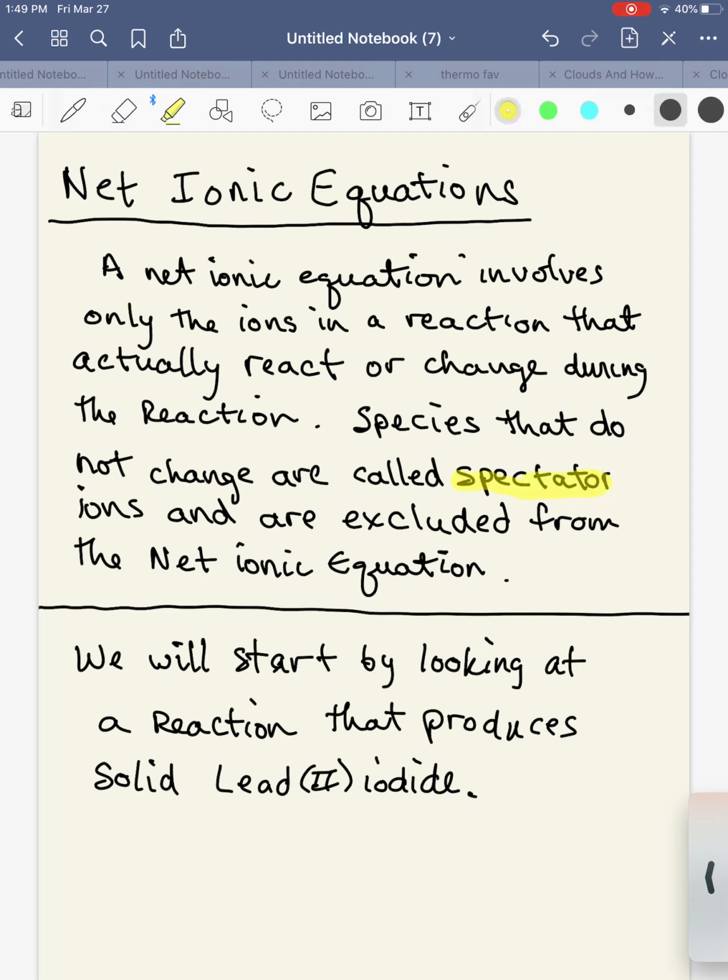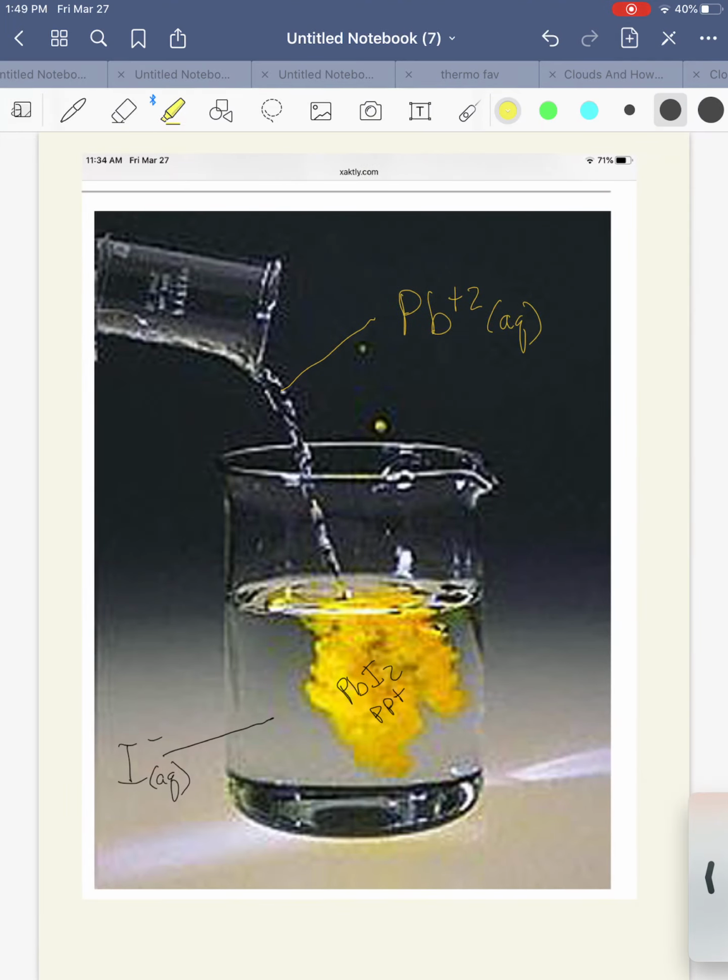Be aware that those things that are not participating in the making of the precipitate are called spectator ions. And the reaction we're going to be looking at is the one that produces solid lead-2 iodide. The graduated cylinder at the top of the page is pouring out a solution with lead-2 ions in it, clear, colorless, looks like water. And in the beaker there's a clear, colorless iodide solution. And where those two meet, we make the bright yellow lead-2 iodide solid precipitate. Looks kind of cloudy at this point, very bright.